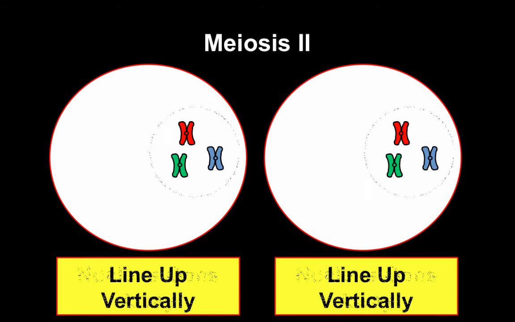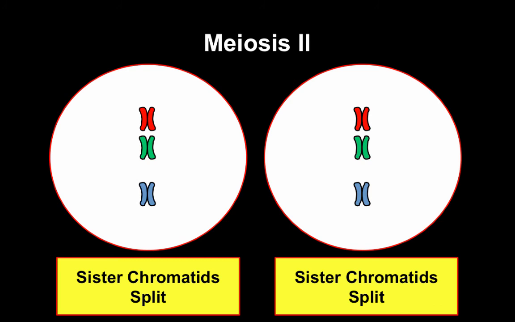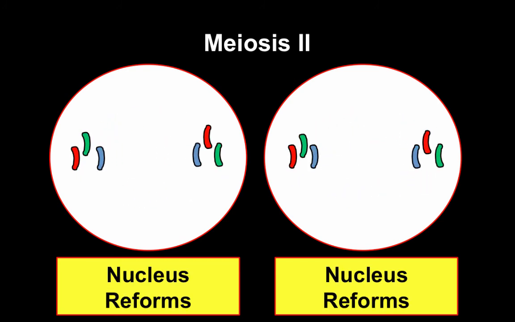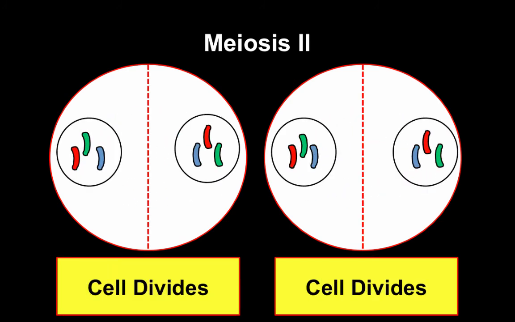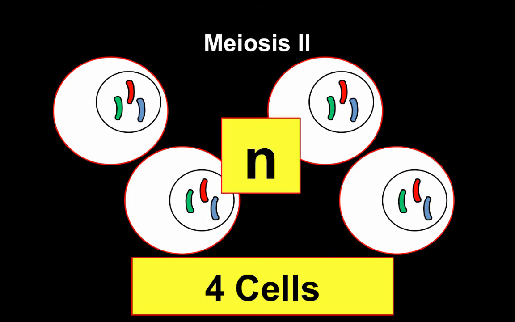So meiosis 2, it's exactly the same as mitosis was. They line up vertically, sister chromatids split, the nucleus will reform, the cell will divide, and now I end up with 4 cells. Every one of them has the N number of chromosomes. Notice they have 3 in this case. We started with 6. And we call these gametes. This would be either my egg cells or my sperm cells. And to me, an easy way to remember this is meiosis makes gametes.